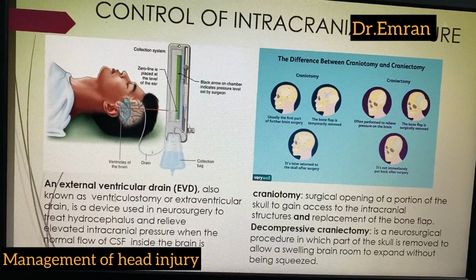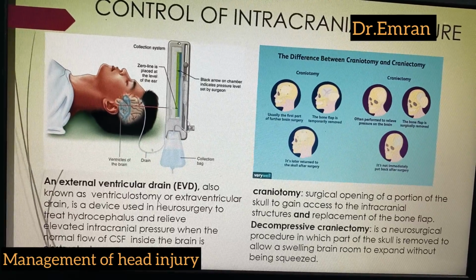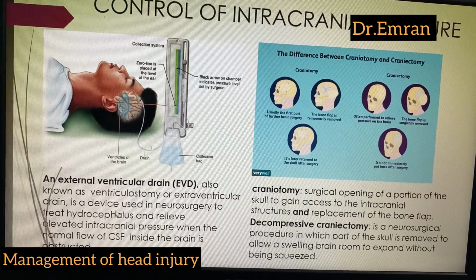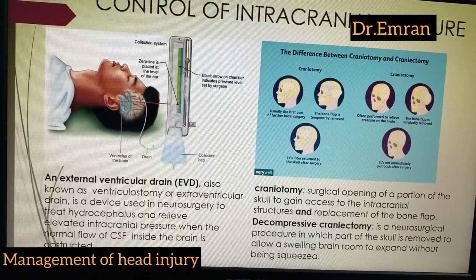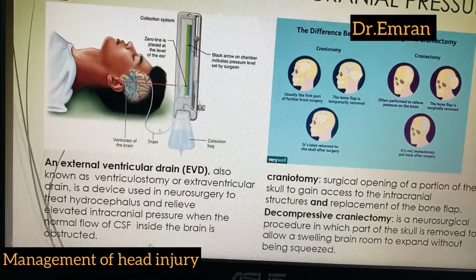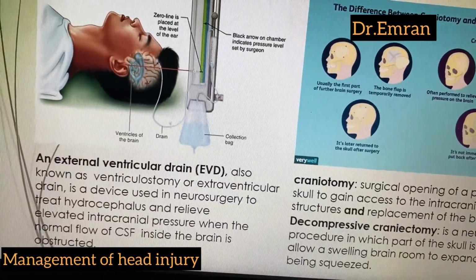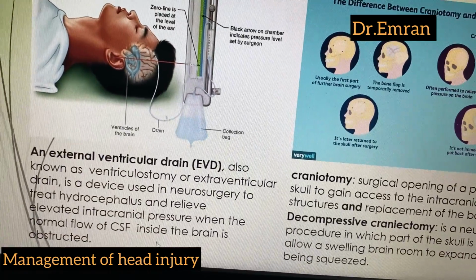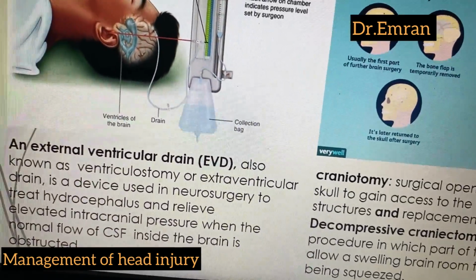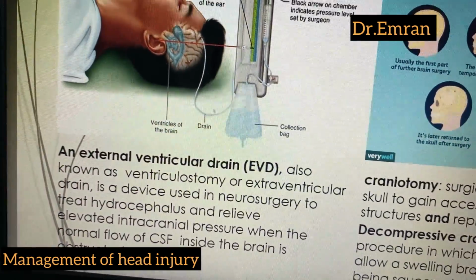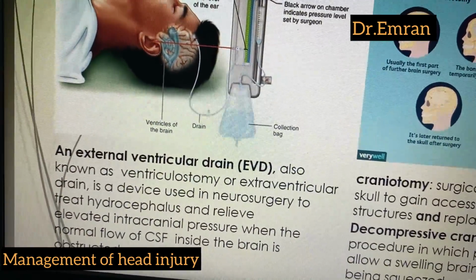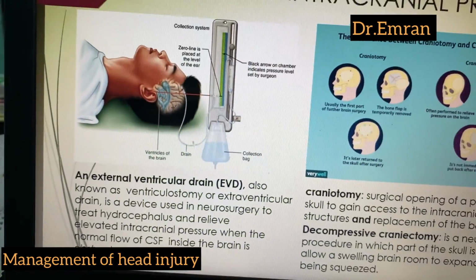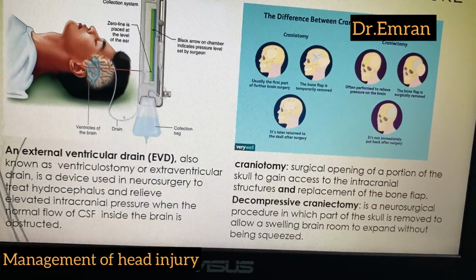It is commonly named ventriculostomy or external ventricular drain, which is a device used in neurosurgery to treat hydrocephalus and relieve elevated intracranial pressure when the normal flow of CSF within the brain is obstructed, that is obstructive hydrocephalus. When a brain injury causes obstructive hydrocephalus or a brain tumor causes hydrocephalus, this procedure is commonly used.